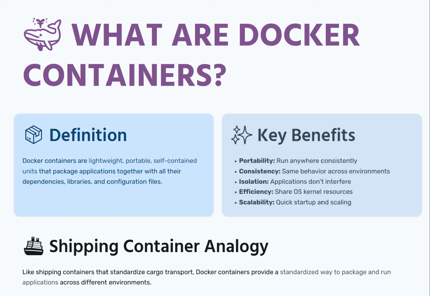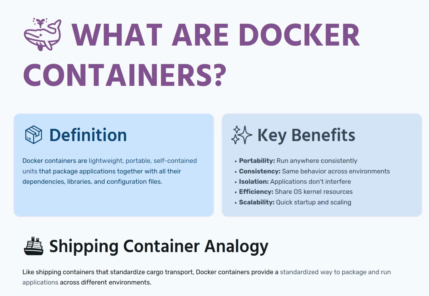Then isolation: applications don't interfere. It's separate. It doesn't interfere with something else. So if I need more memory or more space, it's not like that. Applications are isolated and work independently. And then efficiency: sharing kernel resources. So instead of sharing all these hardware resources like a VM, this gives OS kernel resource sharing, right?